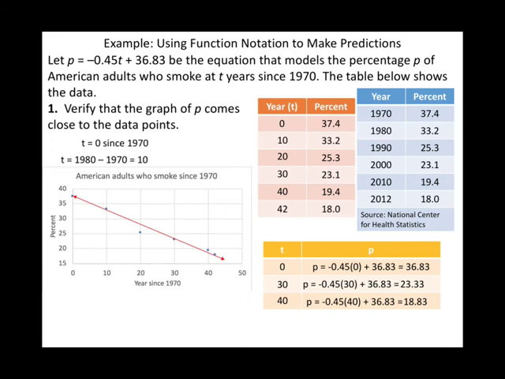Okay, after we have the scatter plot with the linear equation, we want to verify if the linear equation comes close to the data points. You could see all the points are going to be around the straight line. So we say the line comes close to the data points, so the model is a reasonable one.